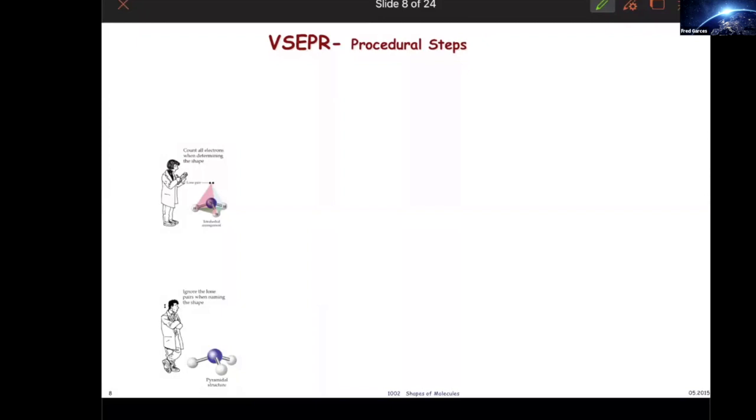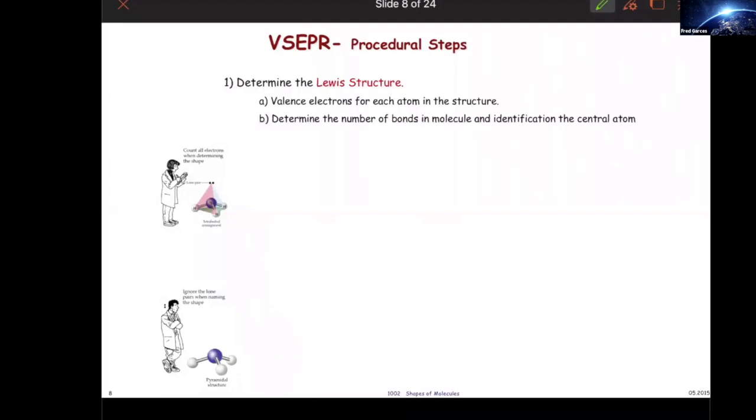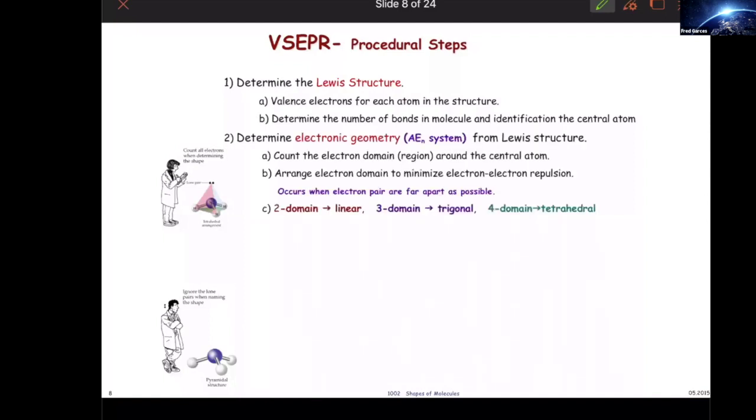So let's continue on with VSEPR. The idea here again is to make sure you have a geometry that keeps these lone pairs as far apart as possible. The first thing you need to do for this VSEPR analysis is determine the Lewis structure, and you'll see shortly why this is important. It helps you determine the number of bonds in a chemical and identify the central atom. Once you finish the Lewis structure, you can come up with the electronic geometry.